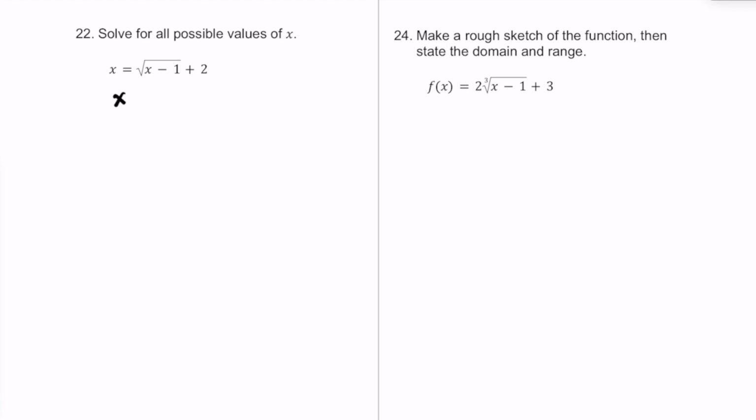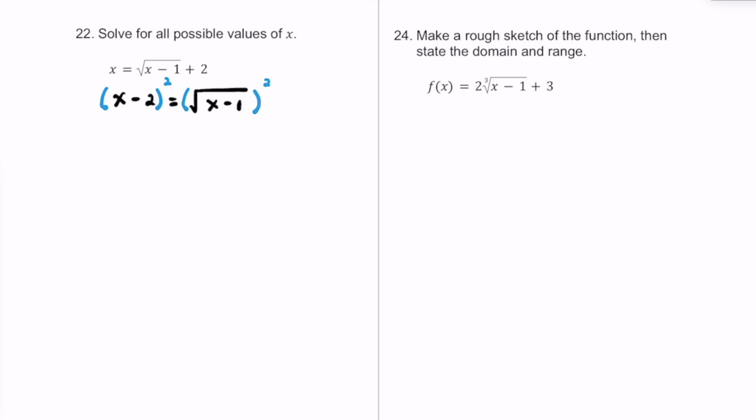If we do that, we're going to get x minus 2 is going to be equal to the square root of this x minus 1. All right, so always get this radical isolated the best you can. Now, what's the inverse of square rooting? Well, it's going to be squaring or raising to the second power. So let's go ahead and do that to both sides.